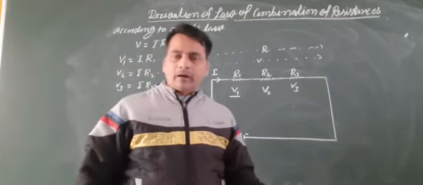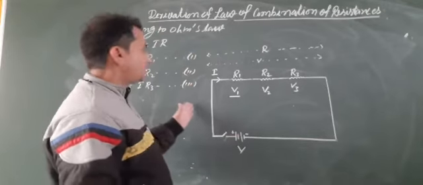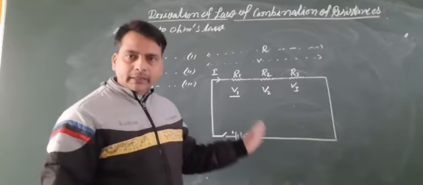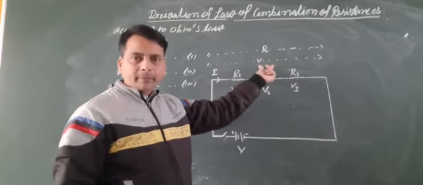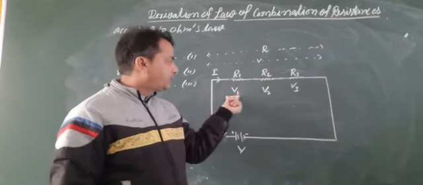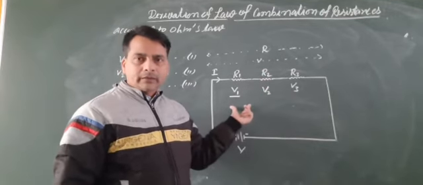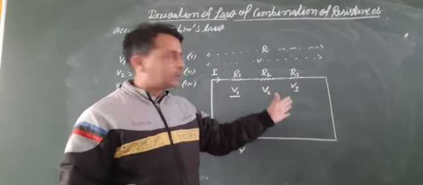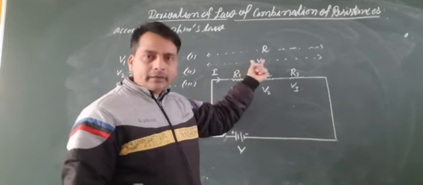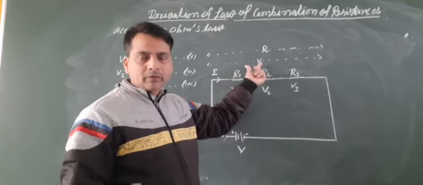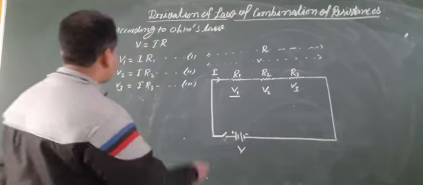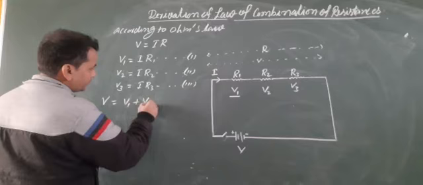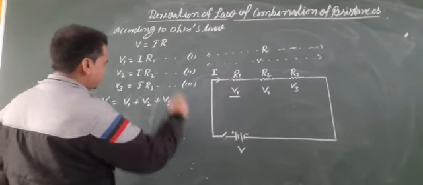Now combine the first, second and third equations. Suppose the total voltage in the circuit is V, and V1, V2, V3 are the individual potential differences on each resistor. Then the net voltage or potential difference V equals V1 plus V2 plus V3.